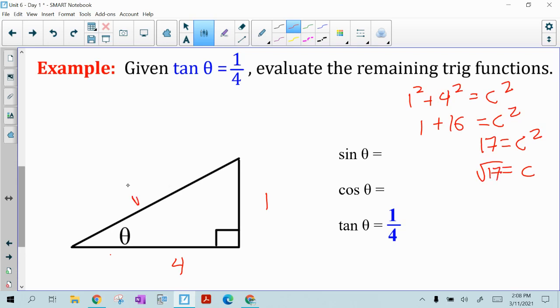Now, even though it's a square root, I'm not going to freak out about this. Let me see if I can just fill some stuff in. So here we go. Sine is opposite over hypotenuse, 1 over the square root of 17, and we're good. Cosine is going to be adjacent over hypotenuse. And, oh wait, we're done because we've got our 3 trig functions.